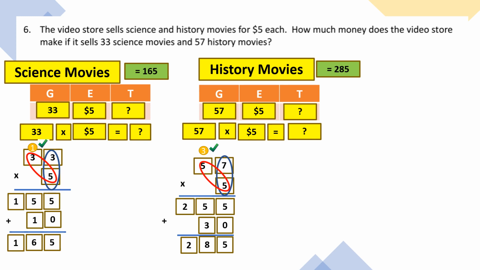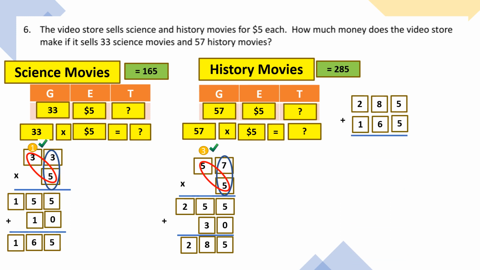Now, the question asks, how much money does the video store make if it sells 33 science movies and 57 history movies, which means we have to add the total for the science movies to the total of the history movies. So we write our equation. Larger number goes first. 285 plus 165.